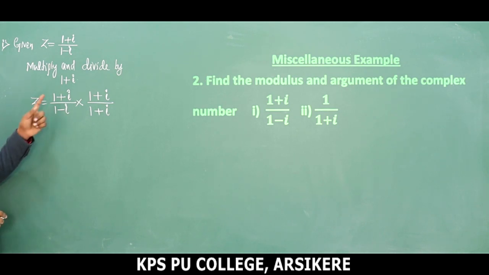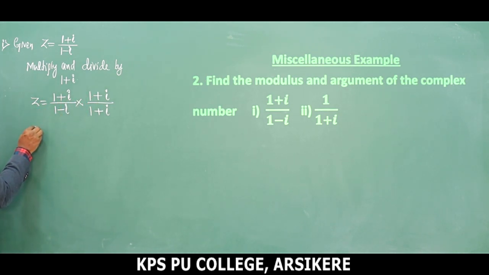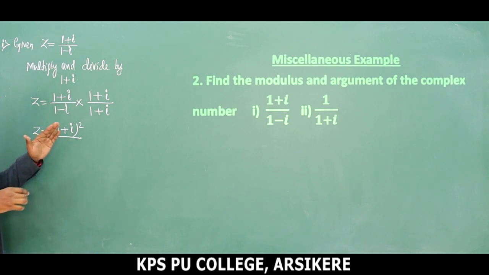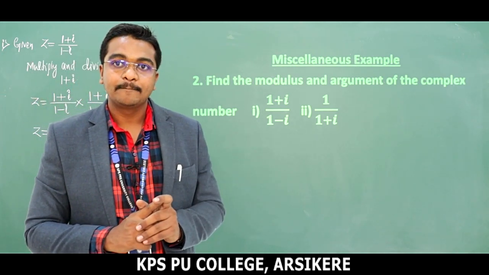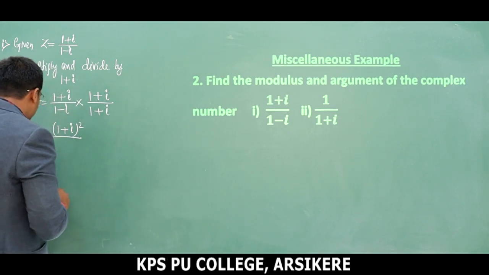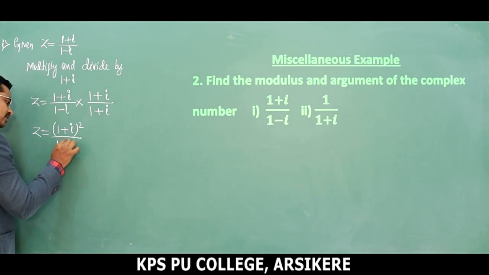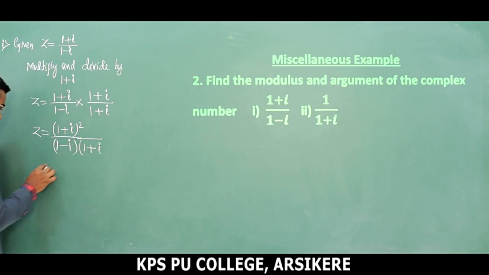Next is multiply numerator and denominator. This reduces as z is equal to 1 plus i whole square, right? 1 plus i into 1 plus i is 1 plus i whole square, and the denominator here, just observe, 1 minus i into 1 plus i. So this also can be written as 1 minus i into 1 plus i. Next we will do the simplification.